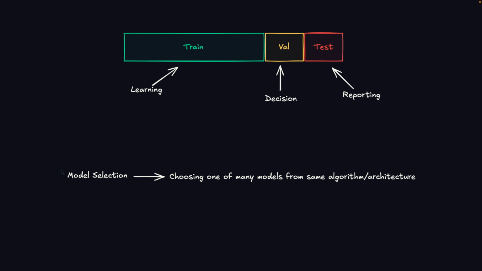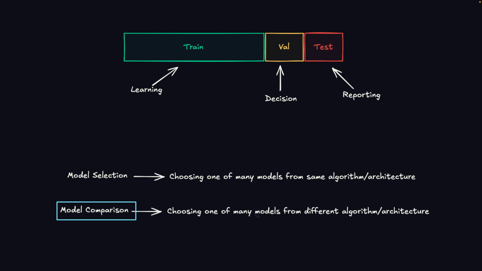And let's also recap what is model selection. Model selection is basically choosing one of many models from the same algorithm or architecture. So if we take decision tree as an example, if we have multiple decision tree models that we have trained, and then we pick one of them based on their performance, then that process is called model selection. On the other hand, model comparison is where we have different models from different architectures or algorithms. So this could be decision tree or some other algorithms and architectures. We'll pick one of them based on their performance, and this process is called model comparison.